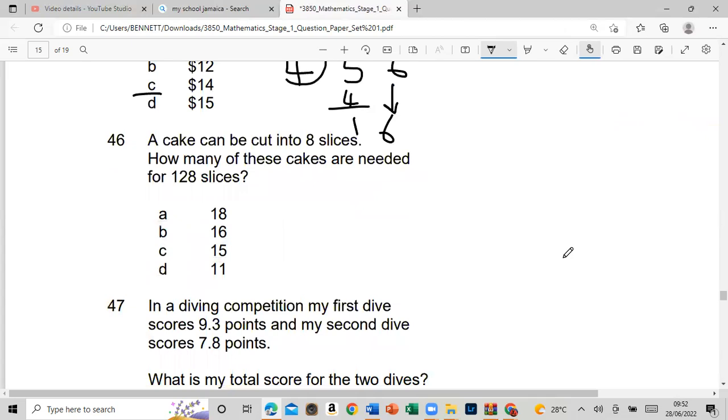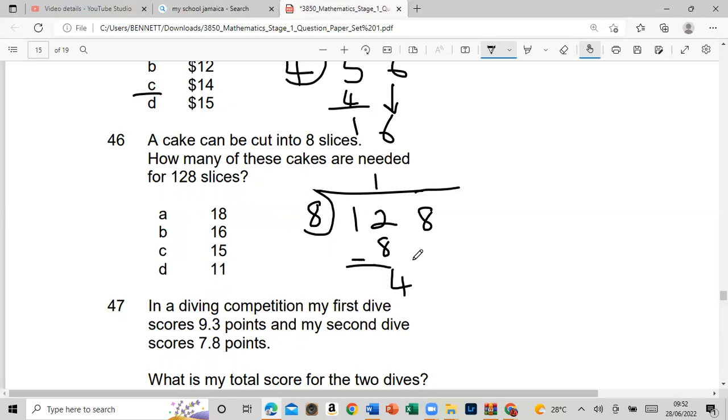A cake can be cut into 8 slices. How many of these cakes are needed for 128 slices? So 1 cake. 8 into 12 leaves 4 when you subtract 8 from 12. And that gives 6, 8 sixes are 48.